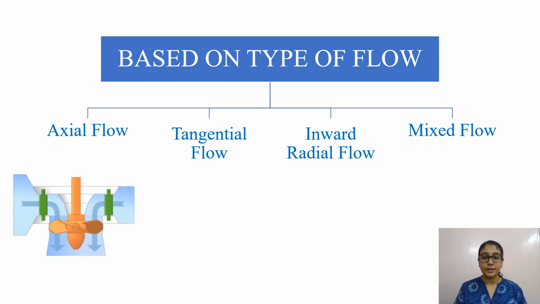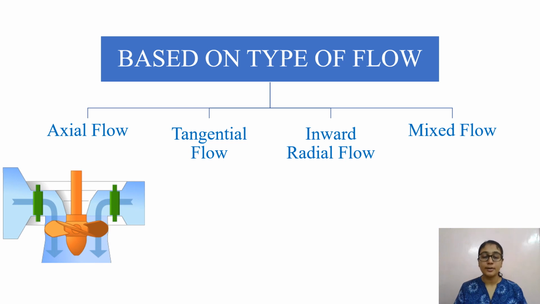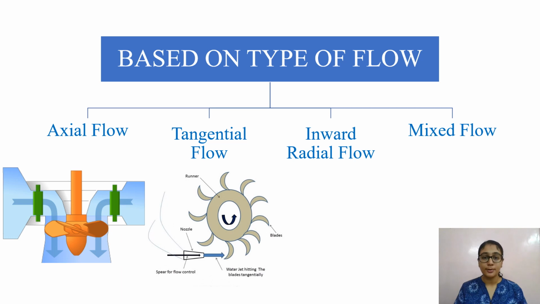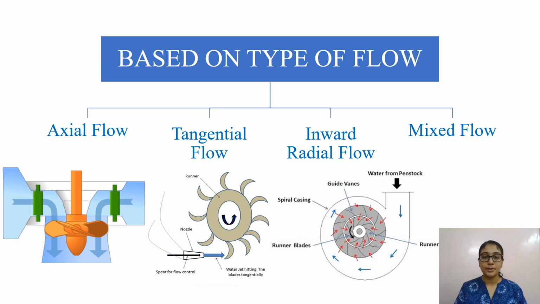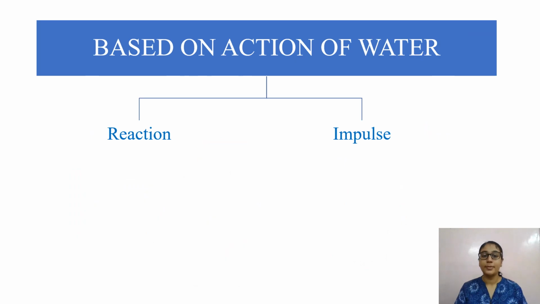In the axial flow turbines, water flows along the shaft axis. In tangential or peripheral flow turbines, water flow is along the tangential direction. In inward radial flow turbines, water flow is along the radius. And in mixed flow turbines, inlet is radial and outlet is axial. Based on the action of water, turbines can be divided into two types.